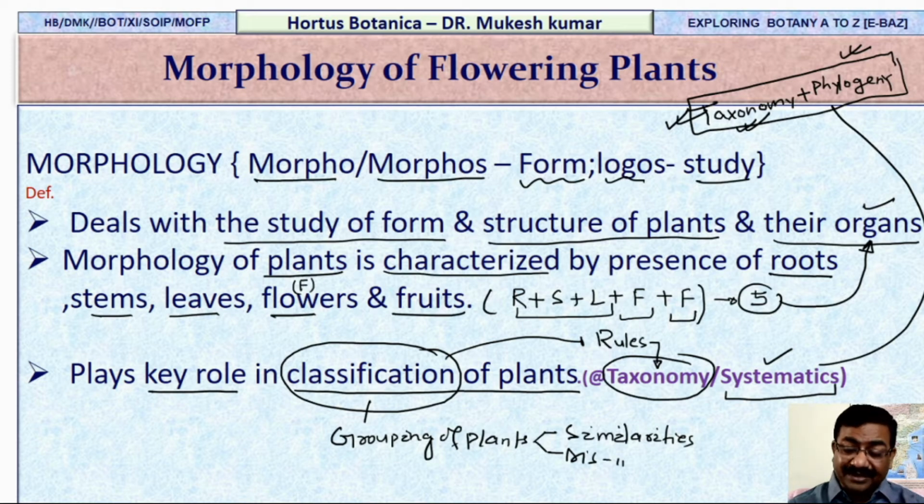So what are we doing? We are studying this taxonomy with the help of classification. And how are we classifying? Only by grouping. How are we grouping? Only by getting the knowledge of morphology, that is the forms and structure of plants and their organs, right? So this morphology plays a very important role in classification of plants as well as taxonomy and systematics, right?